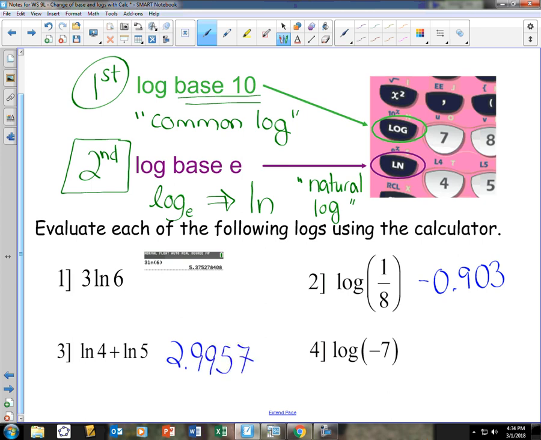And log of -7. Uh-oh. Wait a second. I think this is going to give me an error, right? Because remember, this is base 10. So this question is essentially asking what exponent, because remember, a log is just a missing exponent, is going to turn a 10 into a -7? Well, nothing. There is no exponent that could possibly turn a 10 into a -7. So this is not possible. This is a no solution. And that's why your calculator gives you an error.